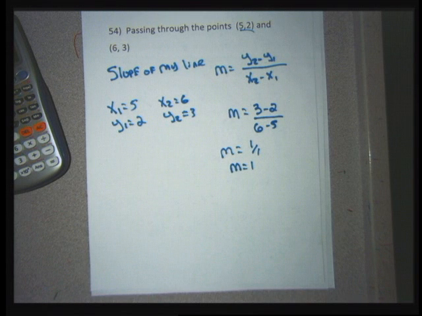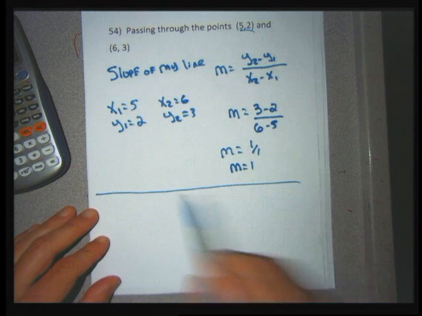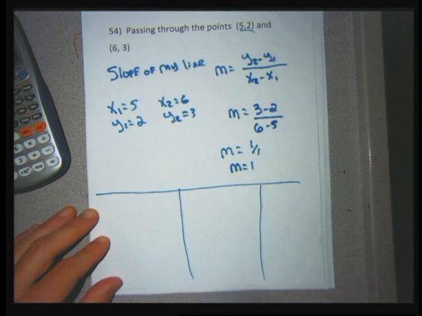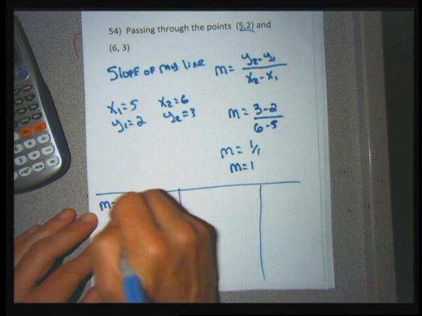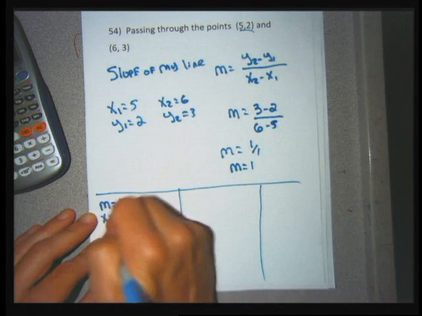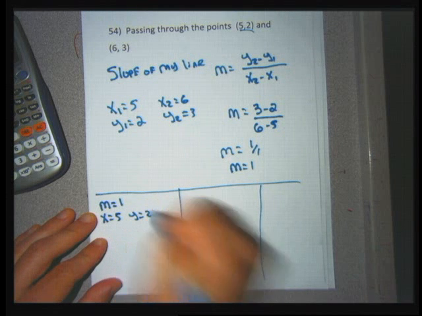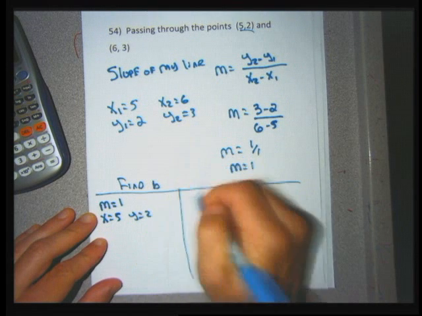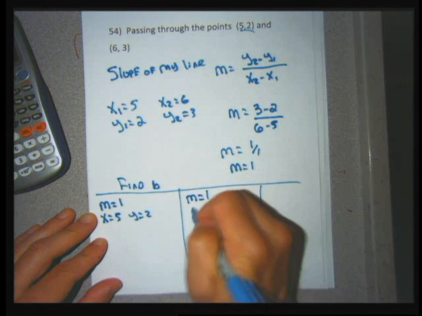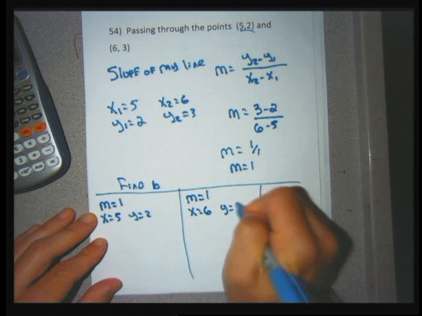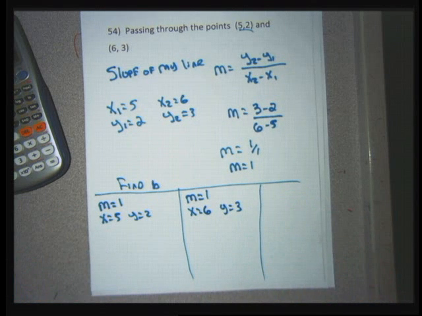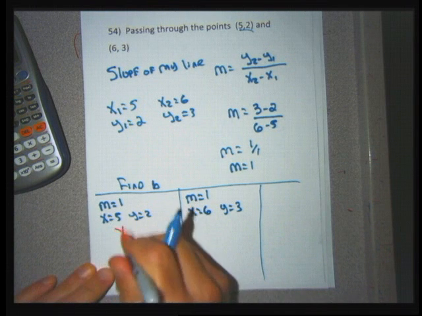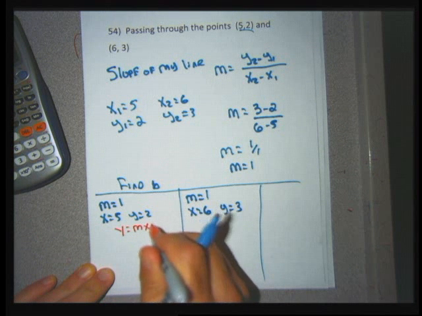Now I'm going to find the b, and it doesn't matter how I find the b. There's 2 ways to find the b. Let me sneak them in here. I can use m equal to 1, x equal to 5, and y equal to 2, or I could use m equal to 1, x equal to 6, y equal to 3 by using the slope with the second point and still get the same b. So I'm going to use the equation y equals mx plus b.